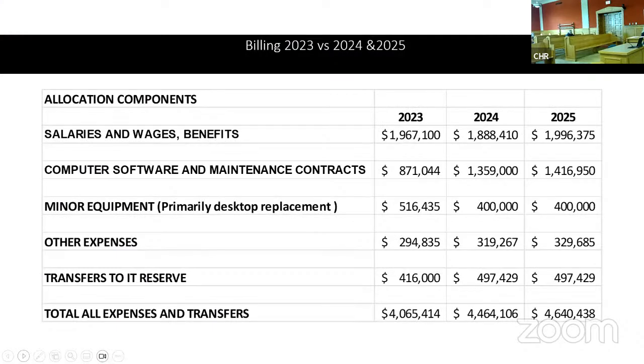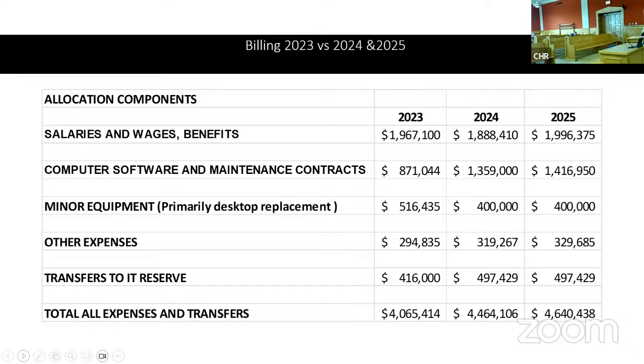The next page is just to show you a comparison of the allocation components as far as the dollar amounts. As I said, last year we billed $4.4 million because of some of those mistakes and pulling that reserve balance into the bill. But we're going to still be billing approximately the same amount we billed last year, which is almost 4.5 million. But we've corrected our estimates for software. It went from 871,000 to 1.3 million, and then we're escalating it for 2025.